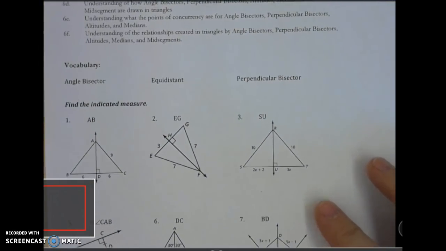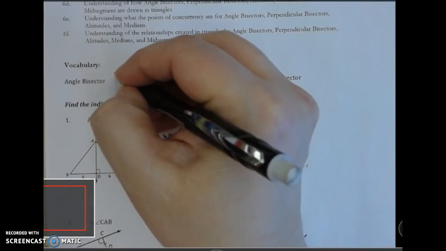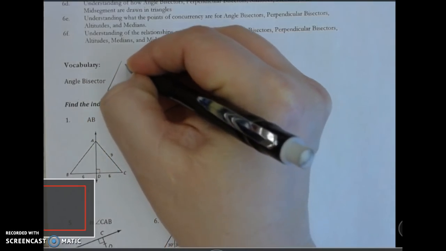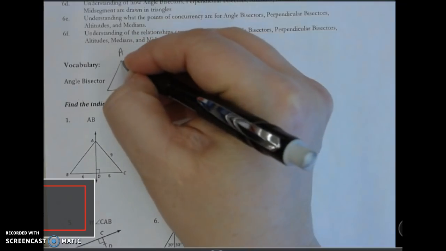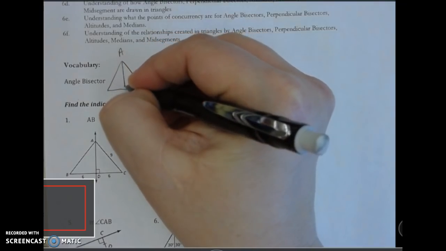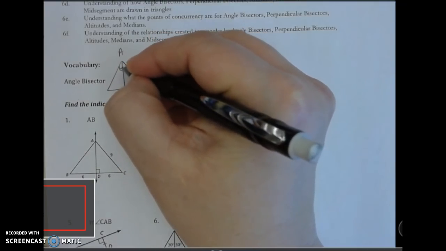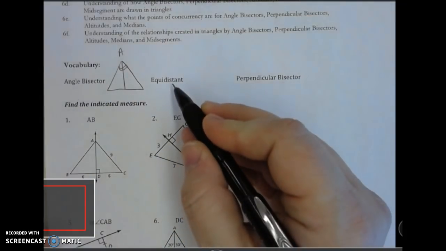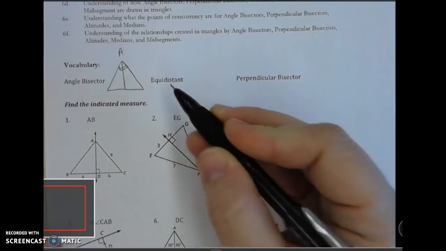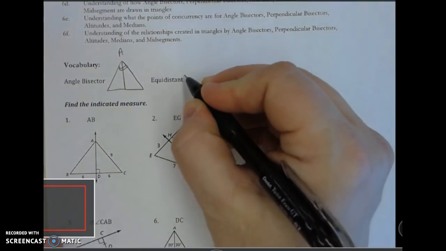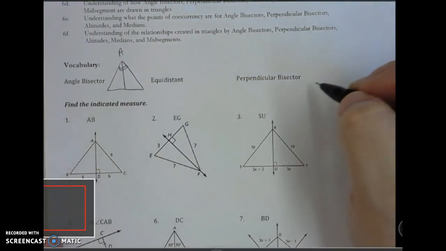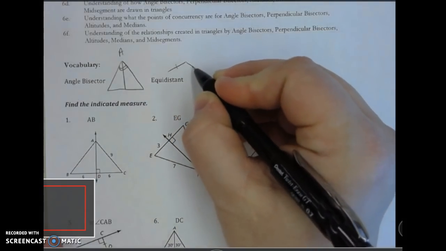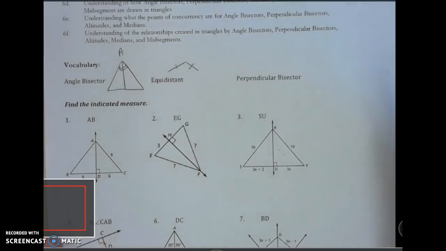So an angle bisector, remember, it just says what it does, and it's going to bisect an angle of a triangle. If this is my angle bisector for A, it just goes here and it cuts that angle in half. Equidistance is a definition you might have had before, and equidistance is just when things are an equal distance from each other. So if this is the same as this, those are equidistant.